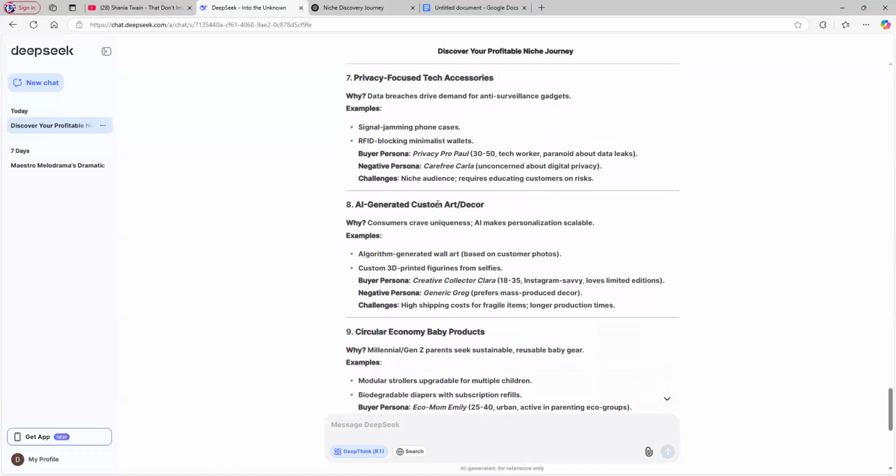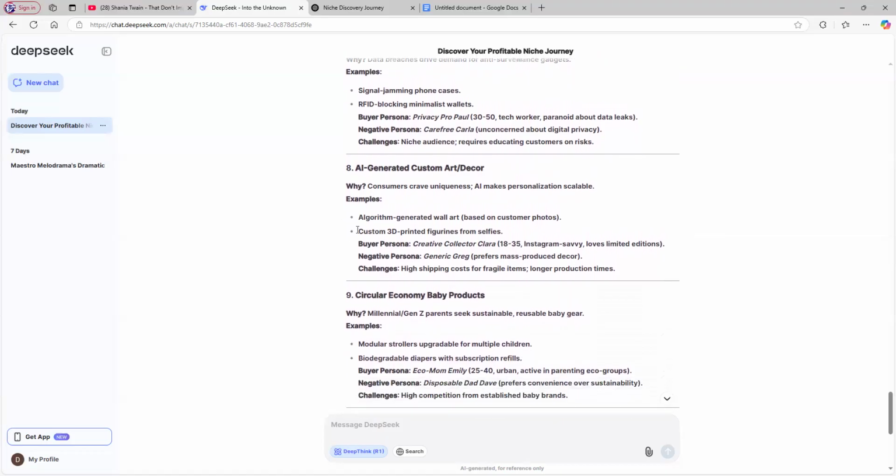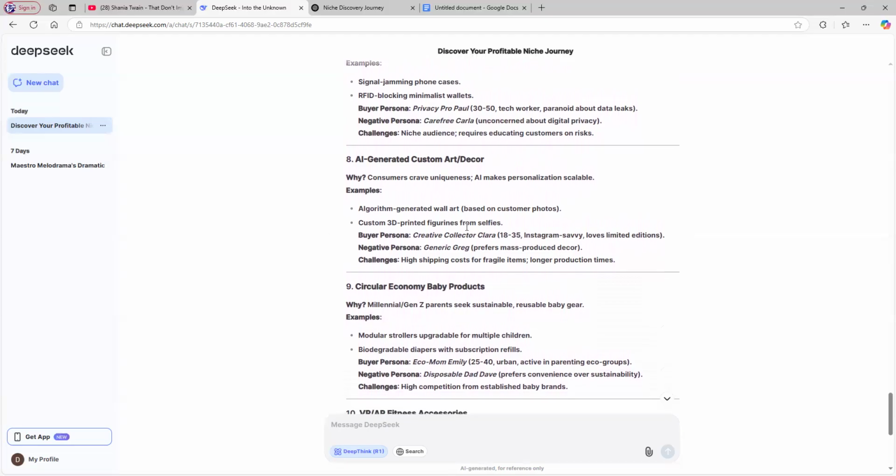Let's see your custom art decor. Again, we're getting into the print on demand stuff. 3D printed figurines. If you actually do 3D printing, this would be actually an interesting idea to get into. Wall art, yeah, basically algorithm generated, basically AI wall art. And wall art is a decent seller as well.